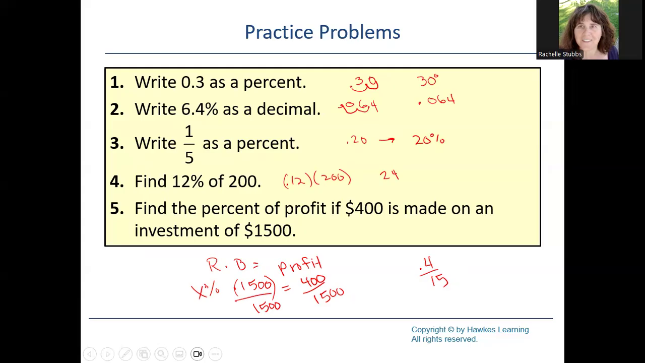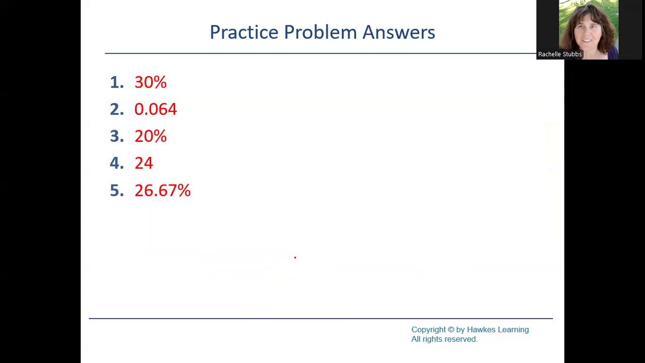4 divided by 15. I don't have a calculator with me, so we'll just look and see what we get. It would turn out to be 26.67. You notice we had the 30%, the 0.064, 20%, 24, and then 26.67%.